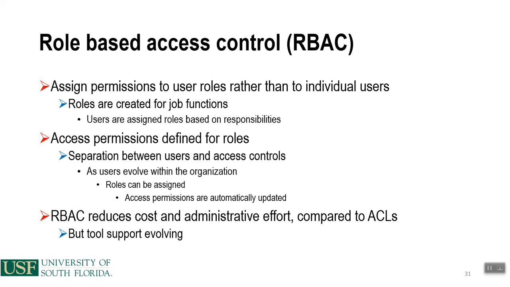So something like role-based access control comes into play to help with these limitations. What you want to think about is that they assign permissions to user roles rather than individual users. Roles are created for job functions. At a high level, what a systems administrator will do is, based on the business processes within an organization, identify the different roles that are critical for that organization.